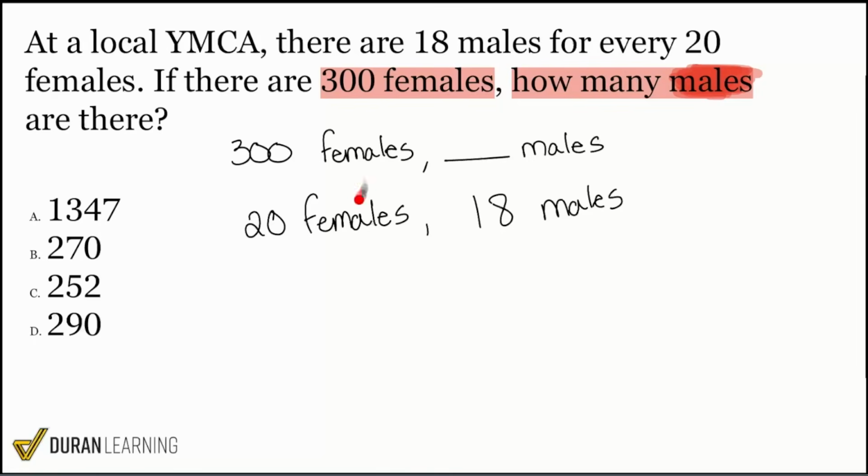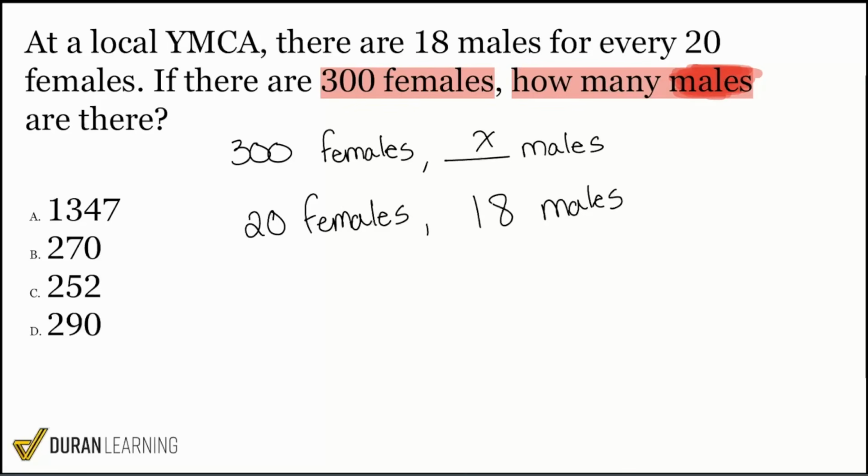Females compared with females, males compared with males. Now we're in a good position. Now we're good. So let's go ahead here, place an X for the males, and let's just set this up and solve it. We're good. Let's send it.